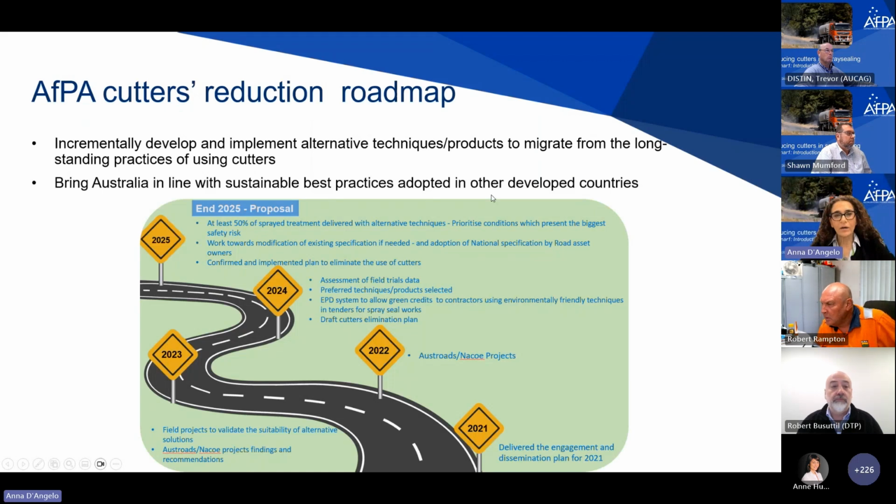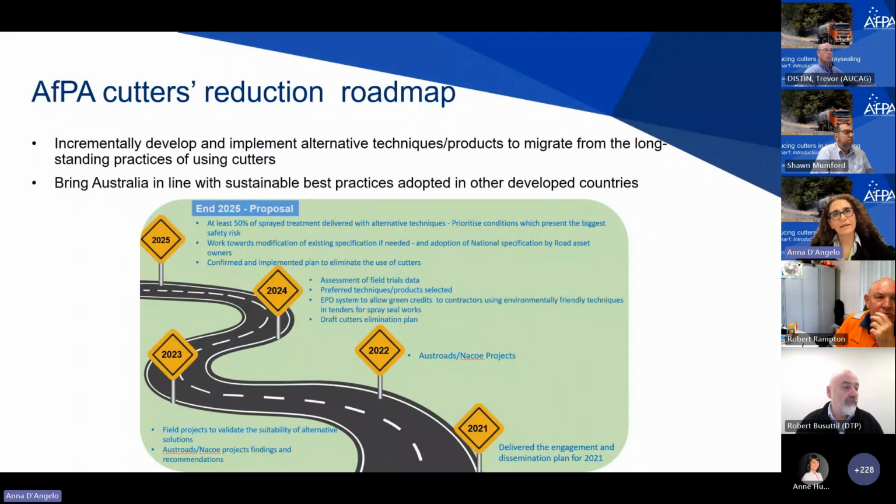So a few years ago, AfPA developed a strategy and roadmap to incrementally develop and implement alternative techniques or products to migrate and to bring Australia in line with sustainable best practices adopted in other developed countries.